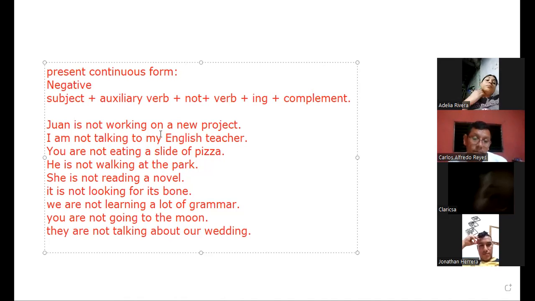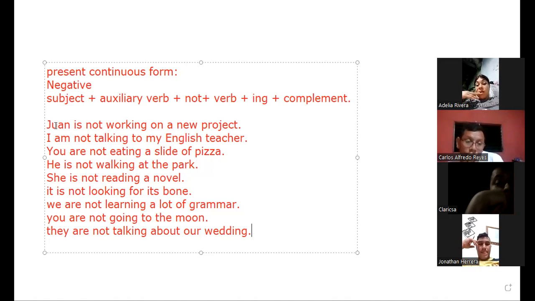Ok, so entonces ya aprendimos cómo hacer las positivas y cómo hacer las negativas. Ahora lo que vamos a ver, vamos a ver cómo contractar esto, porque cuando usted está, when you're talking in English, you don't say Juan is not working on a new project. You say Juan isn't working on a new project. That's the way you're going to be hearing those expressions.